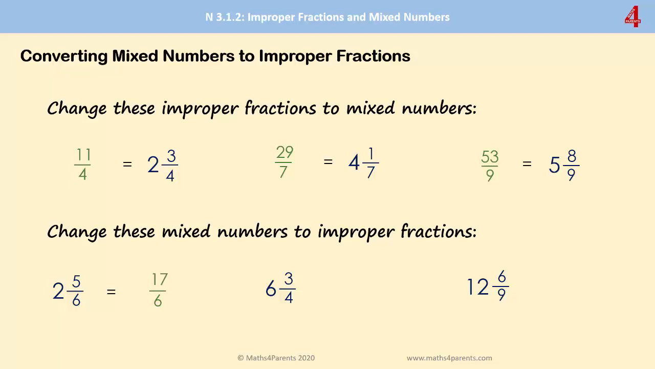6 3/4, how many quarters is that altogether? 6 times 4 is 24, add 3 is 27. And 12 6/9. 12 times 9 is 108, add 6 is 114.